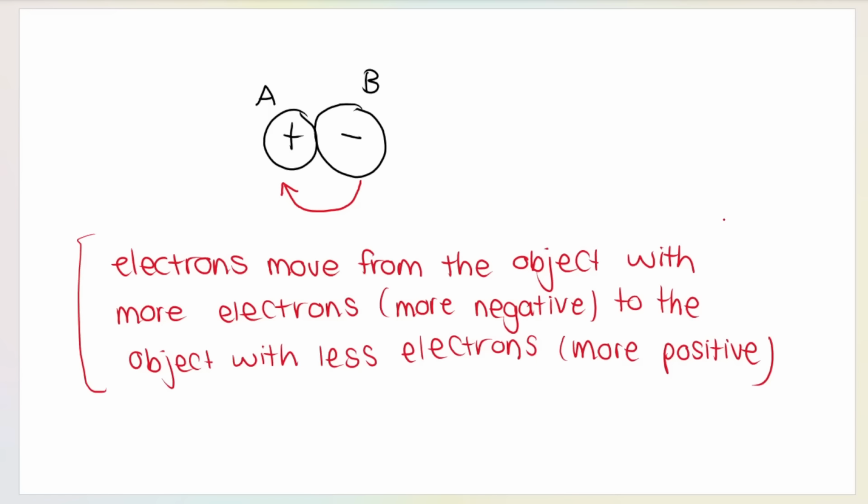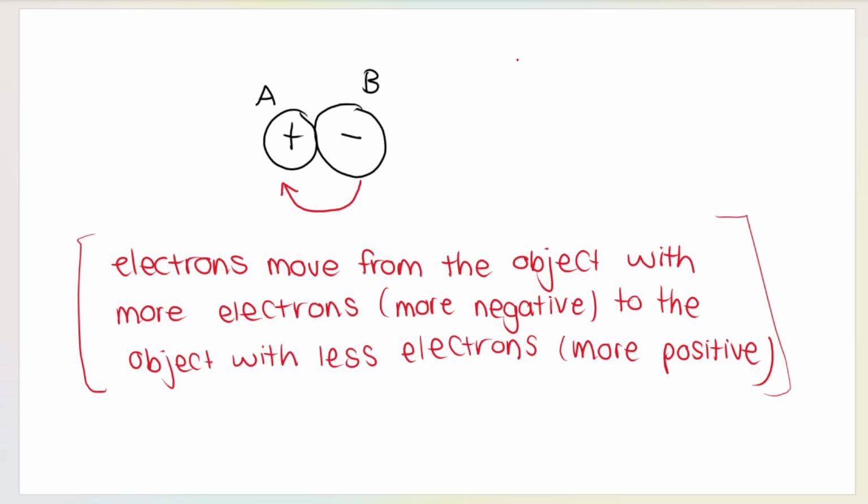Electrons move from the object with more electrons, so the more negative object, to the object with less electrons, so the more positive object. It makes sense. If you have a lot of electrons, you want to give some away. You're like, oh, shame, this guy has less electrons than me, so I'm going to give it to them. Okay, that is how electrons move.